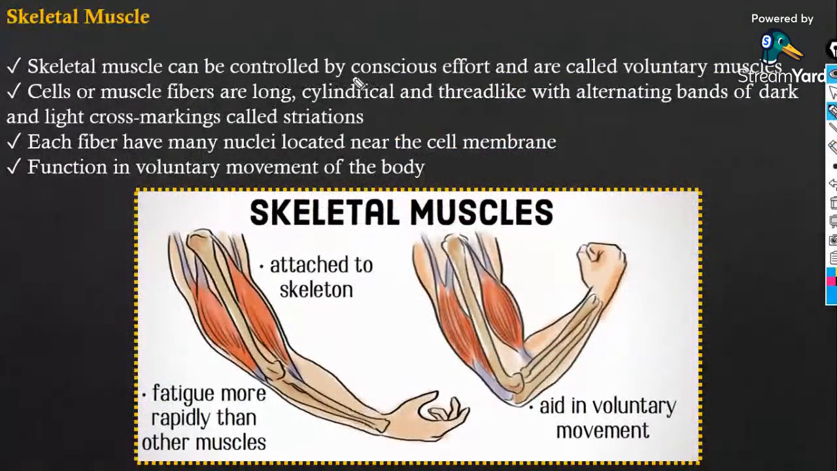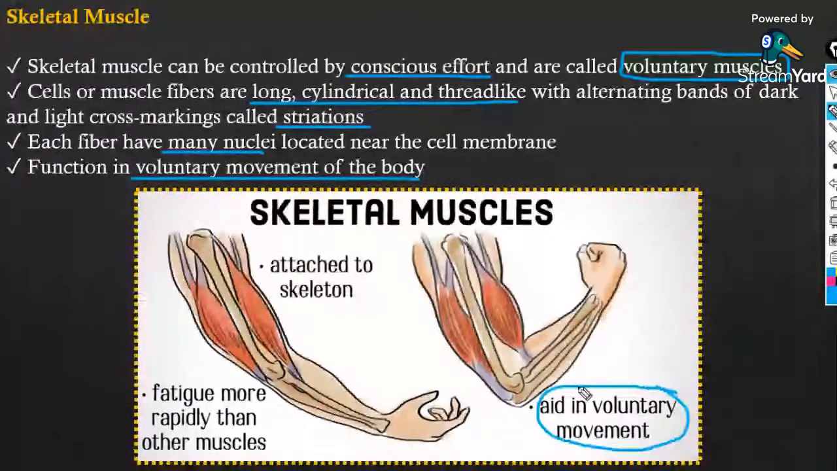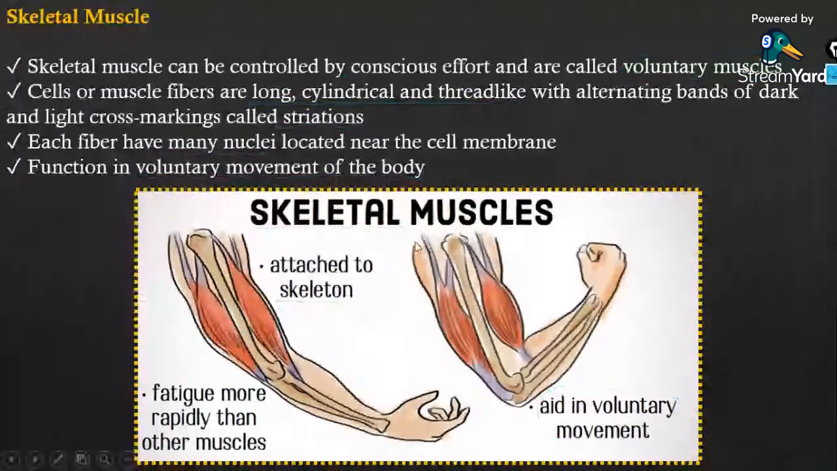Skeletal muscles can be controlled by our consciousness, so they are called voluntary muscles. The cells are long, cylindrical, thread-like with striations. That is why they are called striated muscle. They have many nuclei located near the cell membrane and function in voluntary movement of the body, such as movement of the biceps and triceps. They are attached to the skeletal system. That is why they have got the term skeletal muscle. Done, everybody. Can we move on to the final slide?